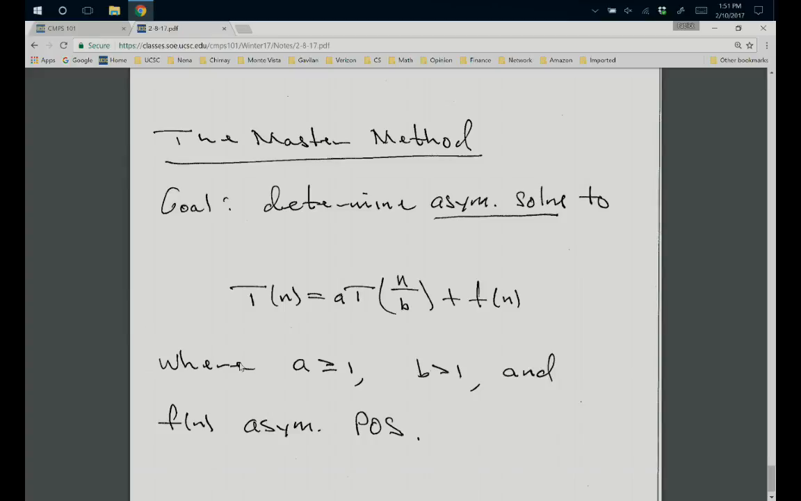By case 2, t of n is theta. This function, or this function, doesn't matter which because they're the same, n cubed log n. Voila, that's it. You just write down the answer. Well, case 2 is the nicest case because there's very little work to do.